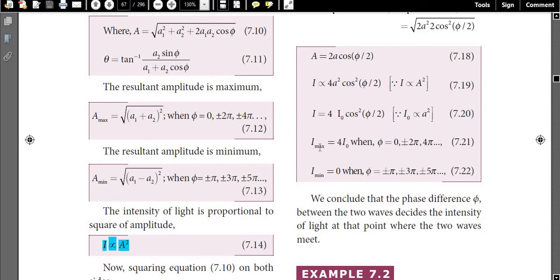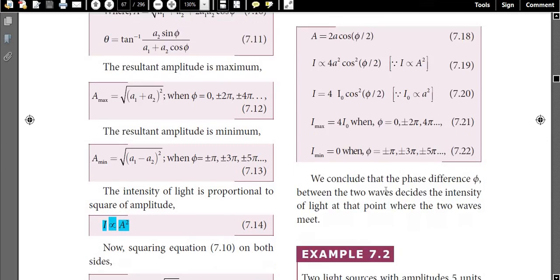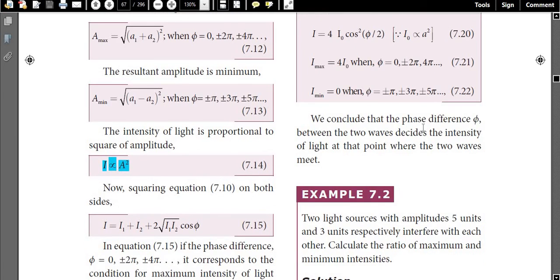Here, constructive interference means the maximum intensity is equal to 4 I naught when phi is equal to 0, plus or minus 2 pi, plus or minus 4 pi. For the destructive interference, the minimum intensity I minimum is equal to 0 when phi is equal to plus or minus pi, plus or minus 3 pi, plus or minus 5 pi. We concluded that the phase difference phi between the two waves decides the intensity of light at that point where the two waves meet.